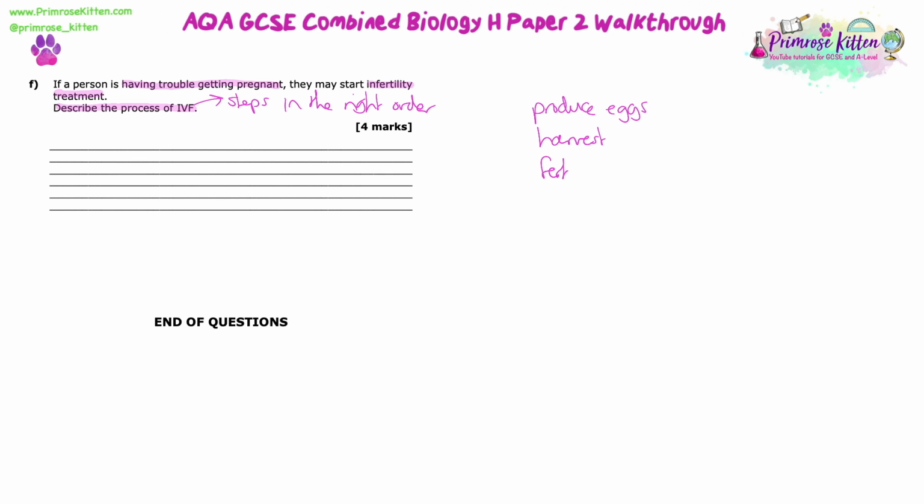So the woman needs to produce eggs. In order to do that, they have to inject hormones, which is LH and FSH. The eggs will be harvested. They will be fertilized outside the body, so in vitro, using sperm. So they're added to sperm in order to fertilize the eggs. And then they return the embryo to the uterus. So they're the steps in order. We've got to mention hormones. We've got to mention combining with sperm and fertilization. And then we've got to mention returning that embryo to the uterus to develop.